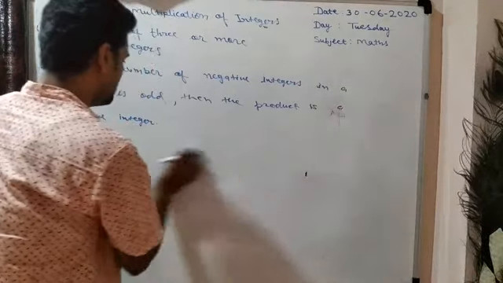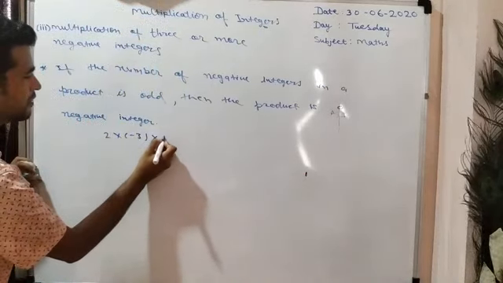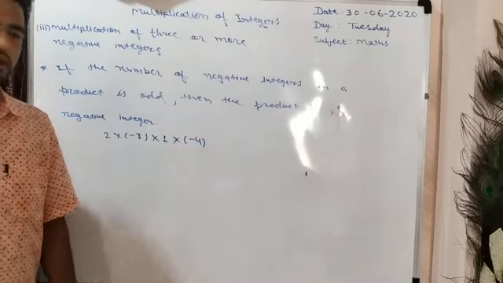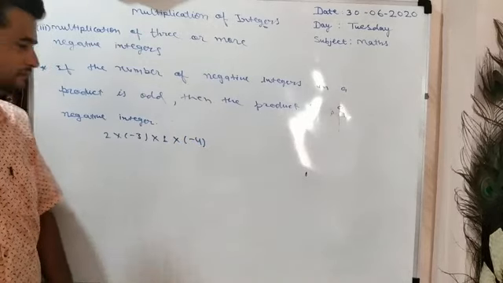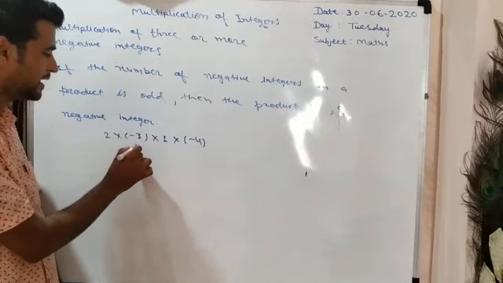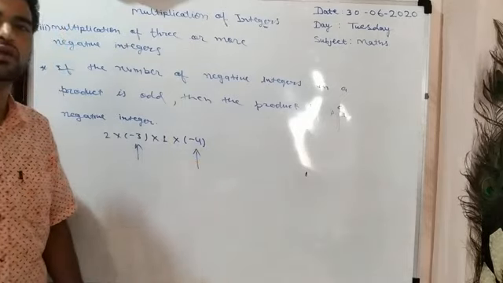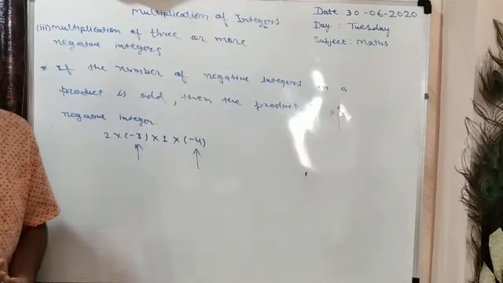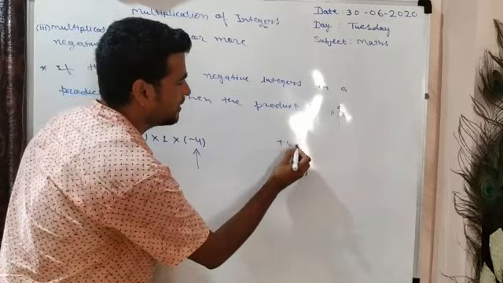Sometimes we may have such type of numbers: 2 into minus 3 into 1 into minus 4. Now you have to count the negative integers. This is not a negative integer. Yes, so one negative integer we have here. This is not a negative integer. Here we also have a negative integer. So how many negative integers do we have? 2, and 2 is an even number. It means the answer should be positive.